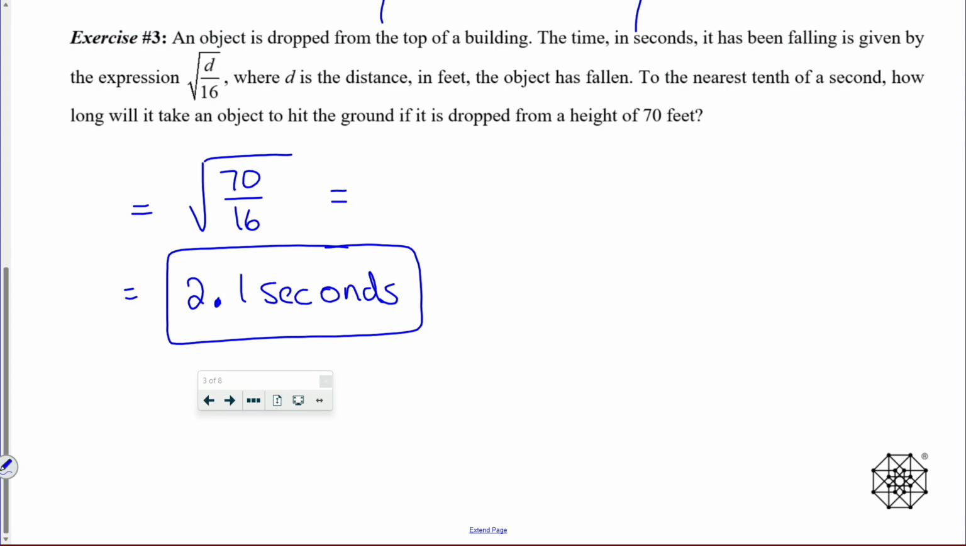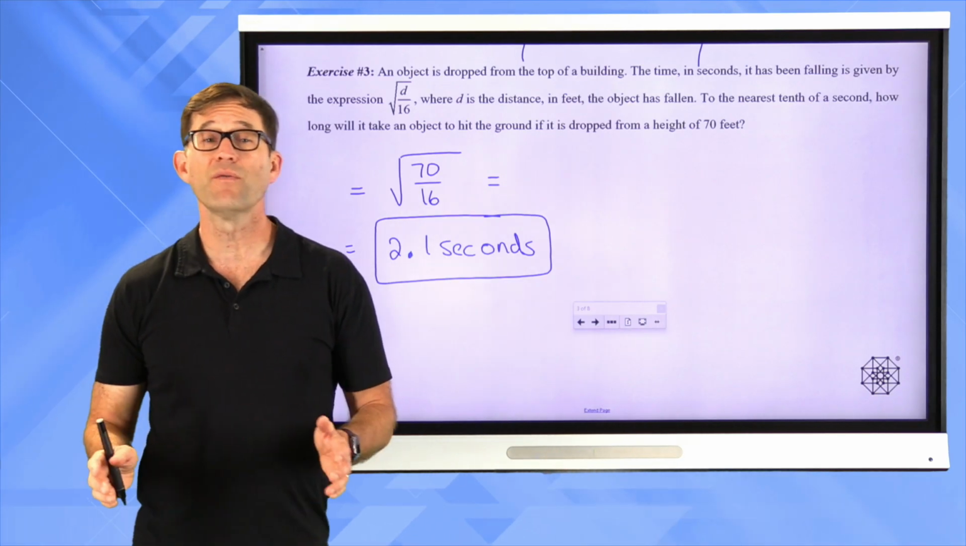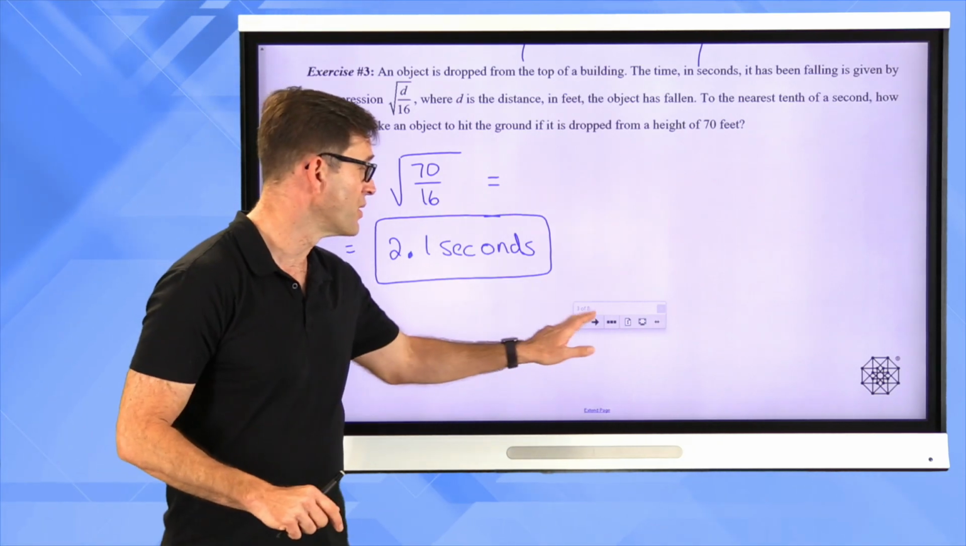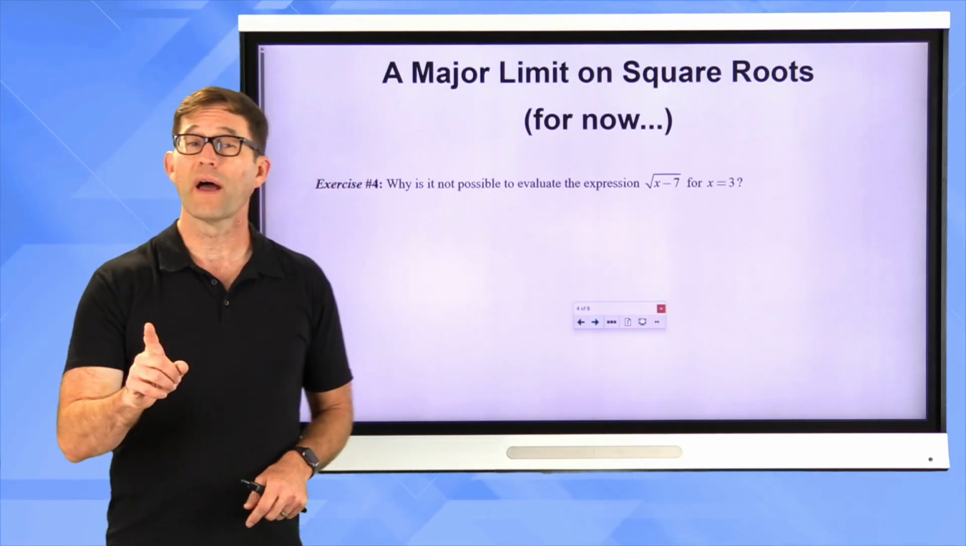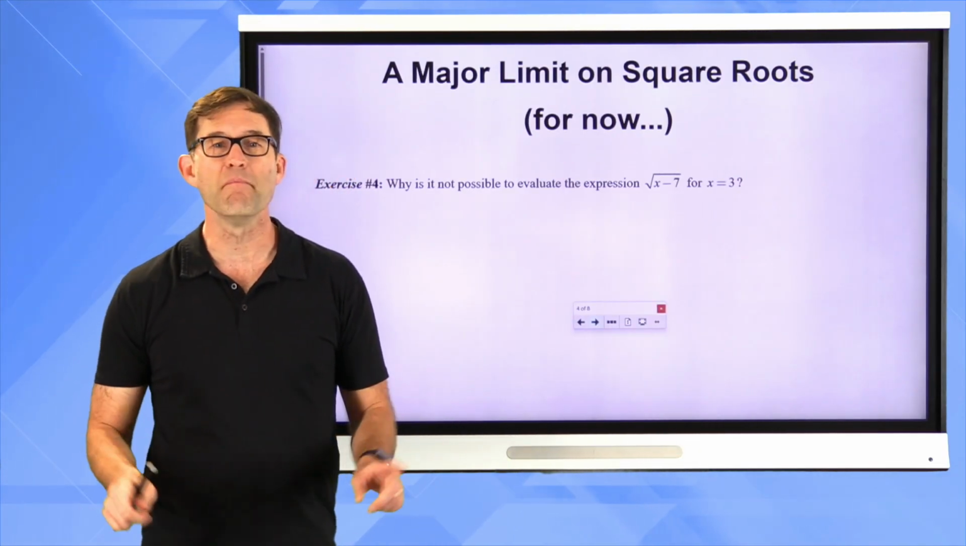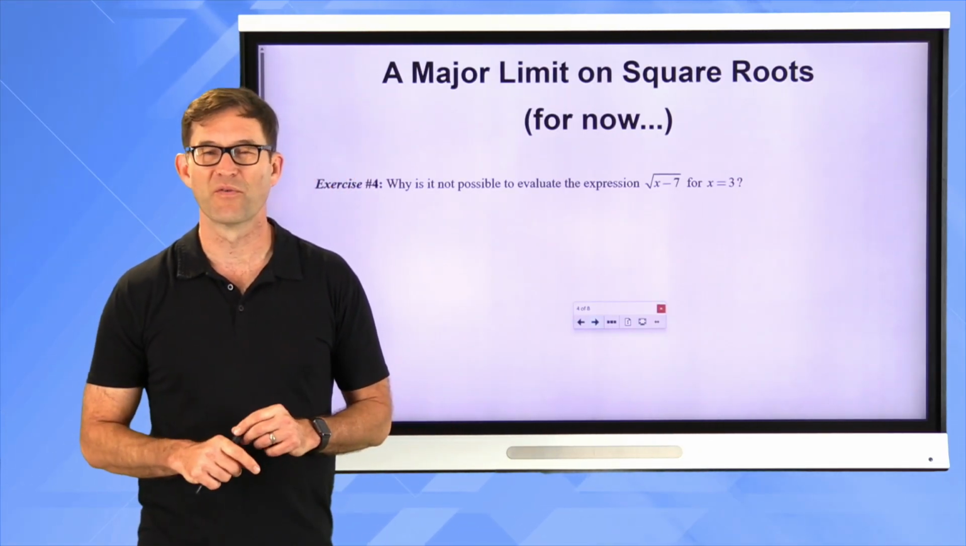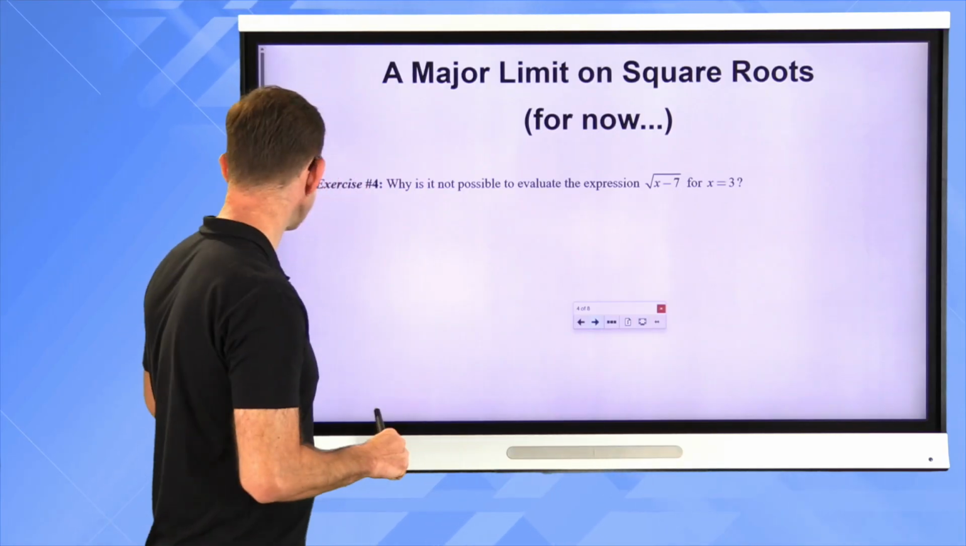I don't think we'll need that calculator anymore, so I'm going to leave it hidden. All right, and let's move on and take a look at another operation. Actually, not true. Let's take a look at a major limit on square roots before we move on. Take a look at exercise number 4.